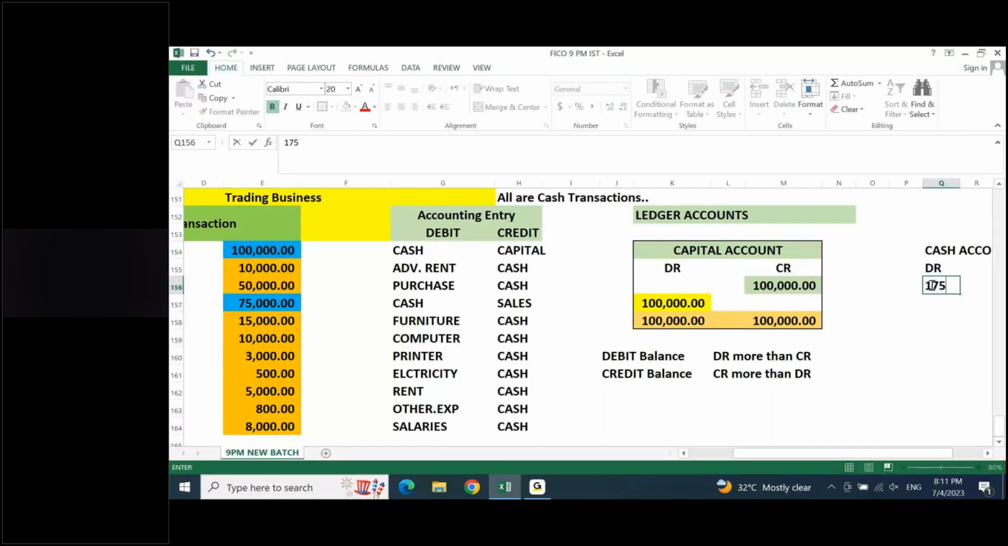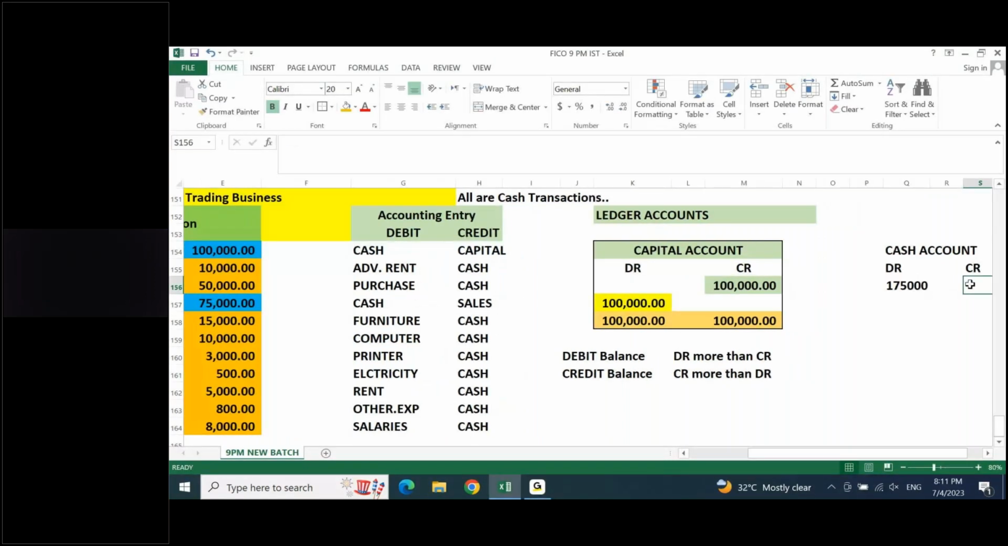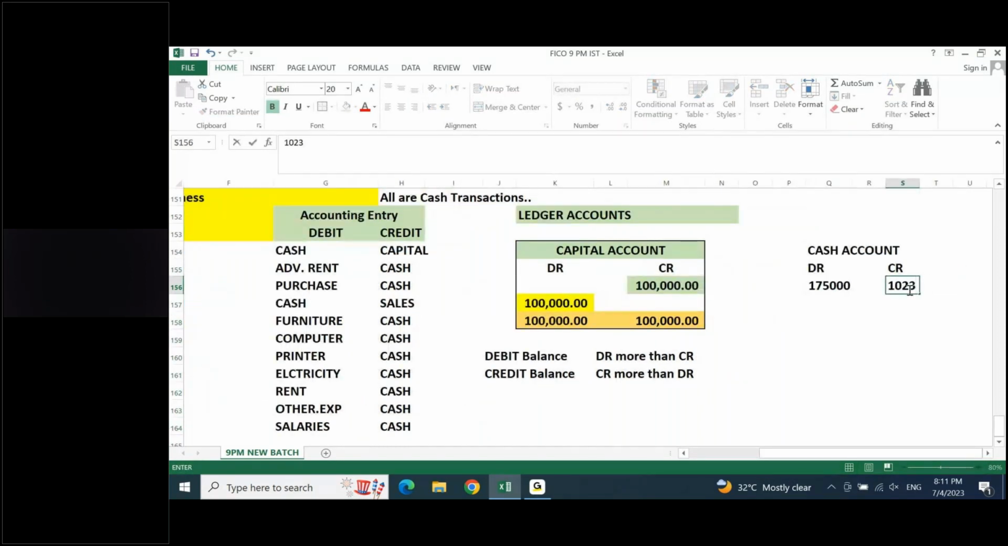Similarly, I need to find out what is the credit balance on the cash account. I am going to select only the orange highlighted records on the Excel sheet. If I select only orange highlighted, I got a number 102,300. Correct? Let me put this number on the credit side. By looking at this, which side is more, debit or credit? Debit side is more. By looking at debit side being more, can we directly tell the cash account shows debit balance? Yes. Cash account shows debit balance.